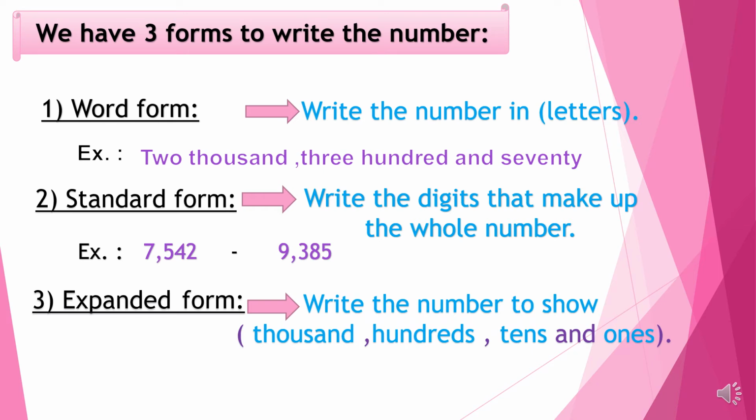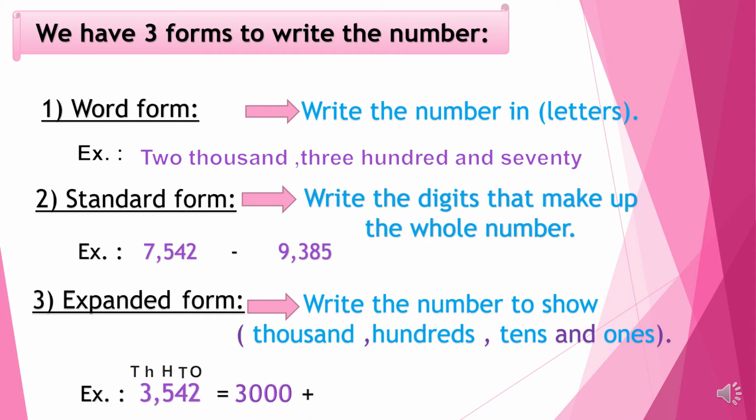Number 3, the expanded form. Expanded form means to write the number to show thousands, hundreds, tens, and ones. It means to add the values. If I have, for example, this number 3,542, I will put my places, ones, tens, hundreds, and thousands. Then we will add the values.